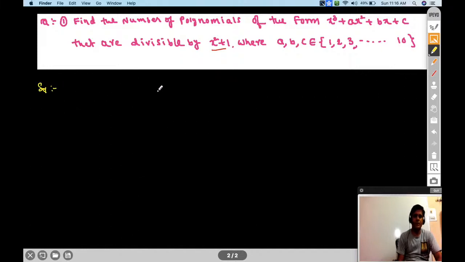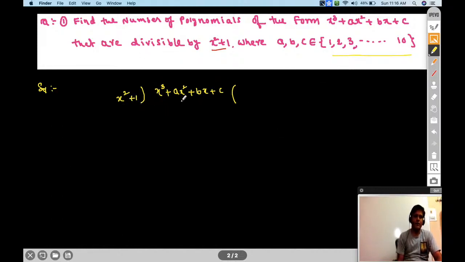Solution. So this is the polynomial, that is x cube plus ax square plus bx plus c. The condition here is that this is divisible by x square plus 1, and a, b, c belong to natural numbers from 1 to 10. Now find the number of polynomials, that is the question.